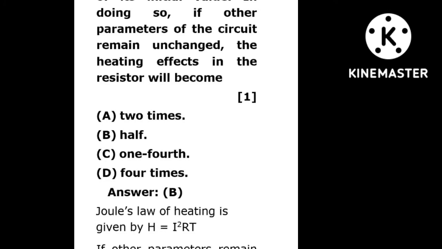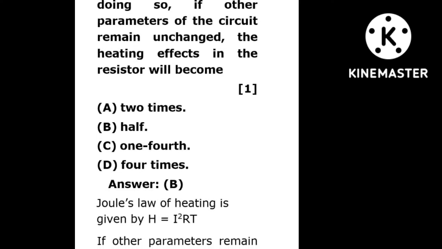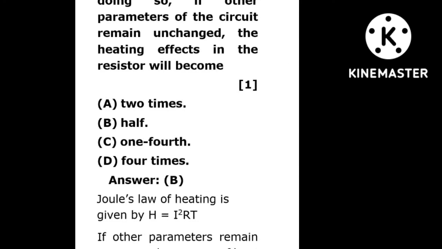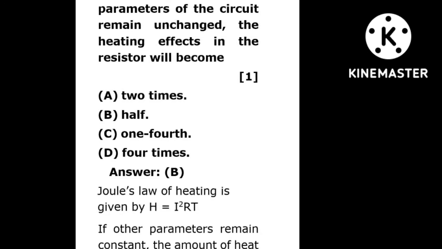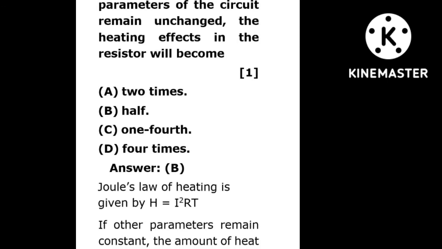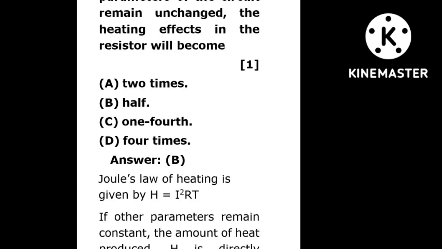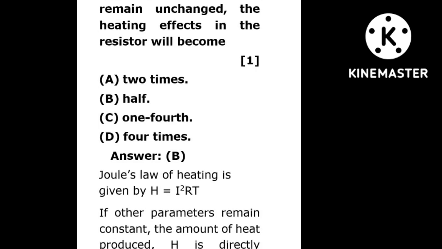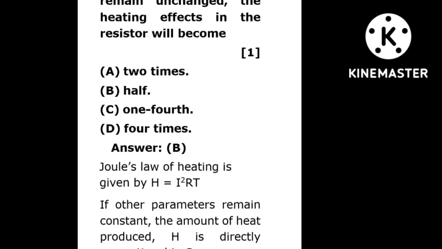Here we have to apply the heating effects of electric current. That is, according to Joule's law of heating, H is equal to I square RT. If other parameters remain constant, the amount of heat produced, that is H, is proportional to R. Here the resistance is reduced to half of its initial value. Therefore the answer is half.